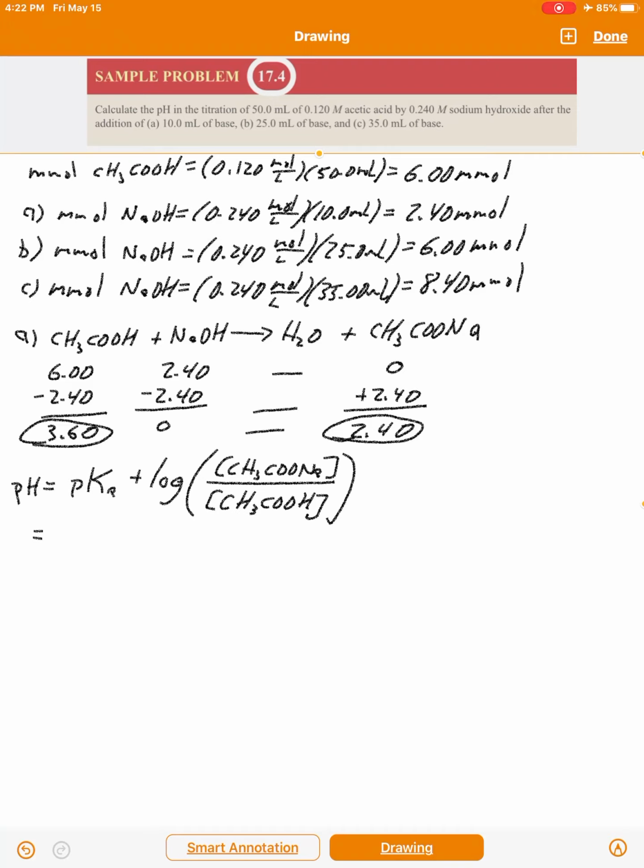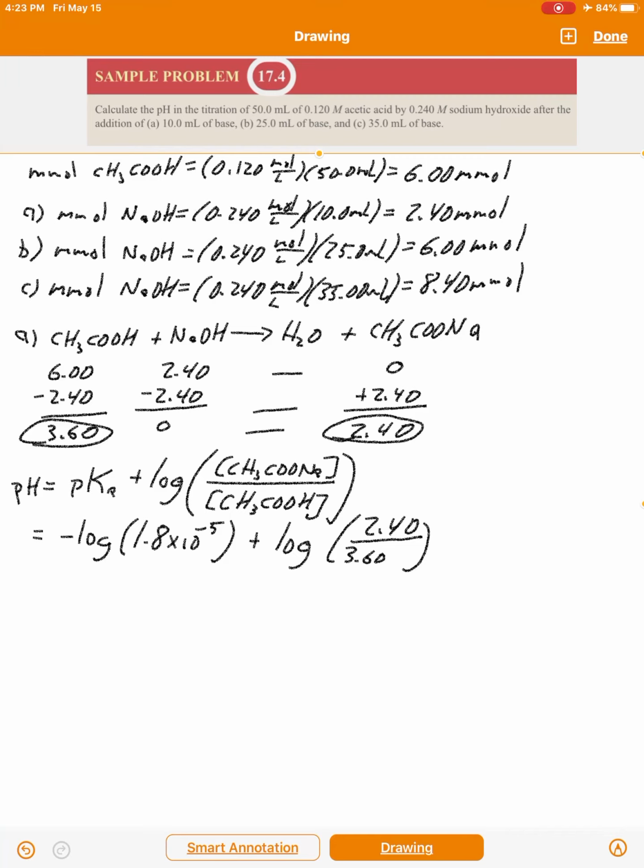pKa is minus log of the Ka. This is acetic acid, so it's minus log of 1.8 times 10 to the minus 5 plus the log of 2.40 millimoles over 3.60 millimoles, right? Conjugate base over weak acid. Millimoles are going to cancel. So it's really the log of 2/3. 24 over 36 is 2/3. 2.40 over 3.60 is 2/3.